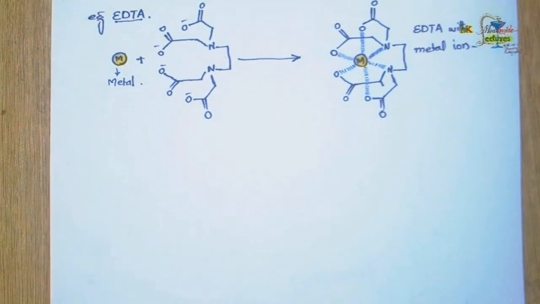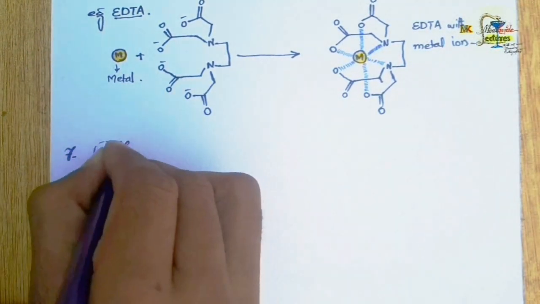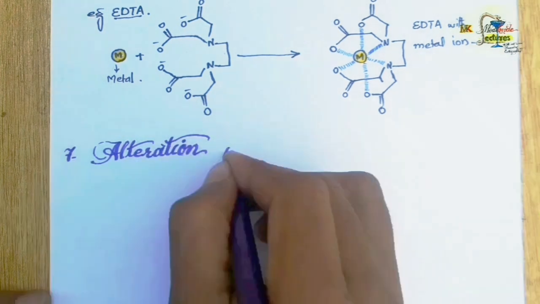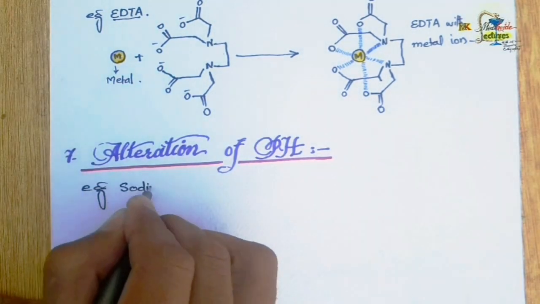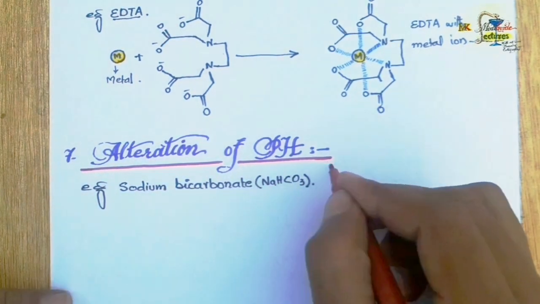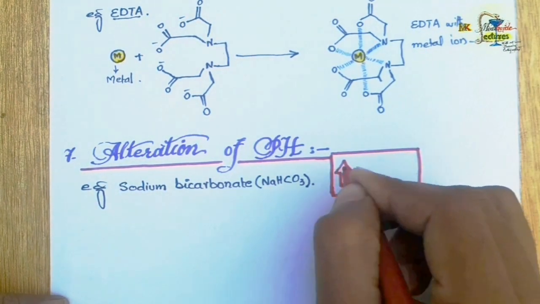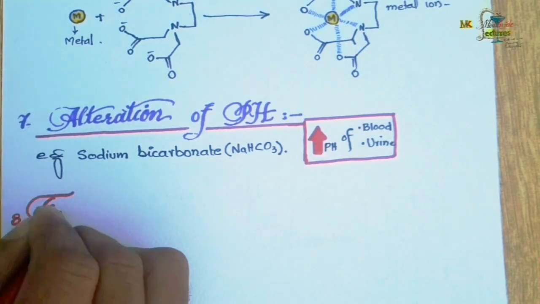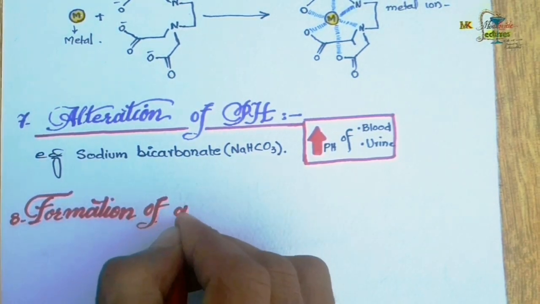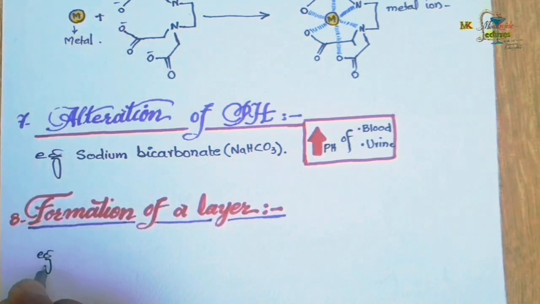After this, some drugs are used to alter the pH of body fluids like blood and urine, which is used mostly in drug toxicity cases, like sodium bicarbonate, which is used to increase the pH of the urine and blood in our body.